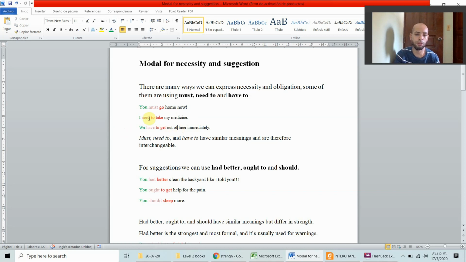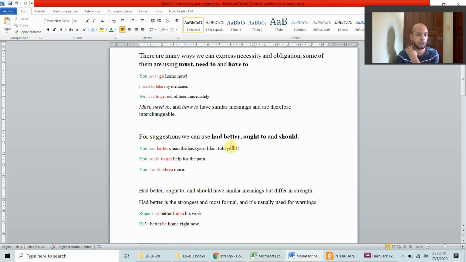But they are both. All of these ideas express necessity and obligation. Some of them are more urgent than others, but they all express necessity and obligation. So must, need to, and have to have similar meanings and are therefore interchangeable, though I would say need to is more for necessities. But again, you can use one or the other for expressing the same ideas.